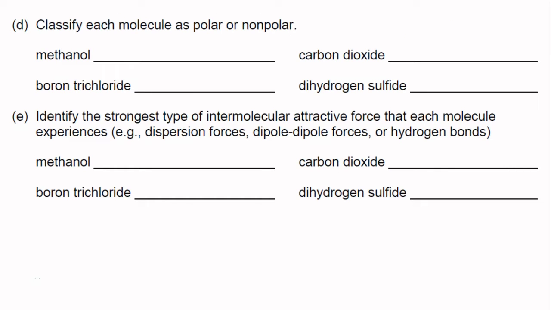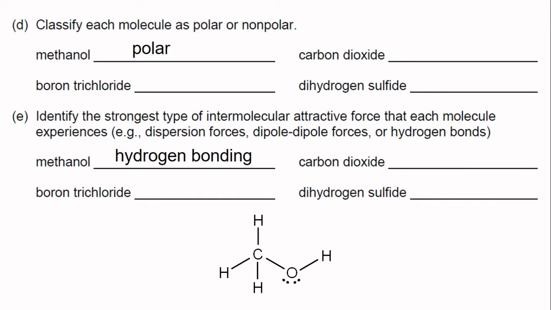In part D, let's classify each of these four molecules as being polar or nonpolar. So based on the asymmetry in which all of the bond dipoles do not cancel each other out, methanol is polar. So therefore it would experience at least dipole-dipole forces because it is a polar molecule. If there is a hydrogen directly attached to either nitrogen, oxygen, or fluorine, it would experience hydrogen bonding. So it does, in this case, because of the OH.